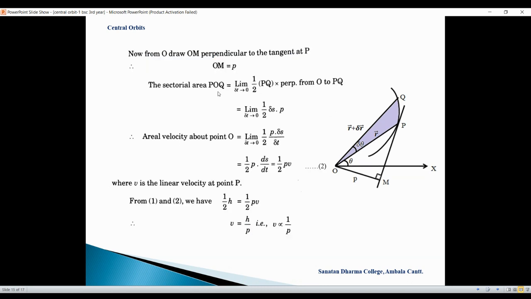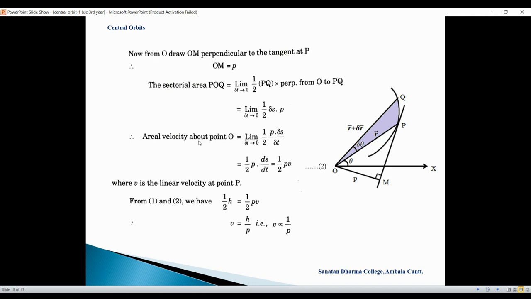Now for the second result, we'll again find the sectorial area from another formula, which is half of base into height. So here, what is the base? If Q is very near to P, say at this point, then we can see this base PQ. This base PQ is along the tangent. So the perpendicular is p. Half of PQ into p. PQ is delta S here, the arc length. So the area is this one.